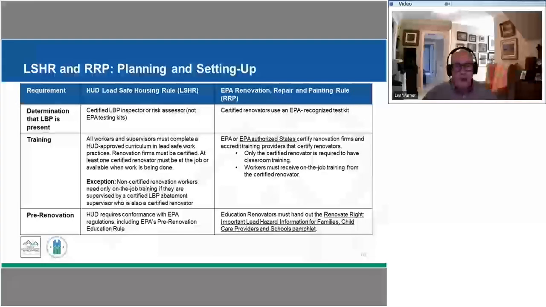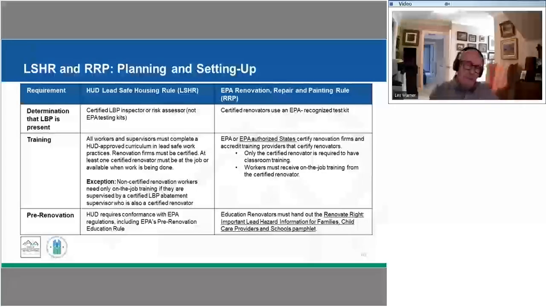So first off, the level of testing that's going to be required. If you're required to determine whether there's lead-based paint present or not, which we have when we have units where we have more than $5,000 per unit per year, then we need to be using a lead-based paint inspector or a risk assessor to be able to complete that. The EPA rule would allow that renovator to simply use a test kit.